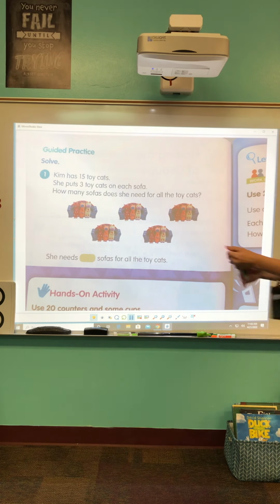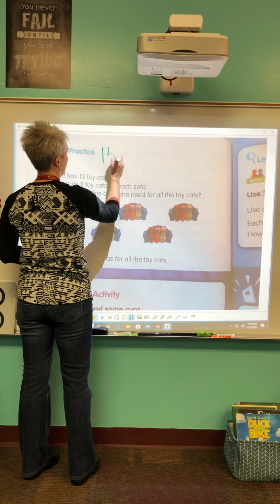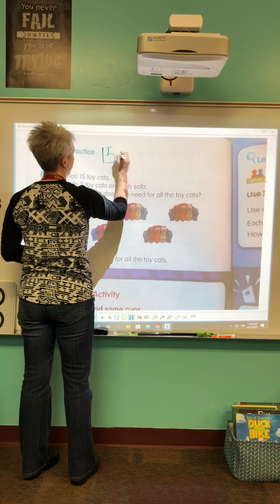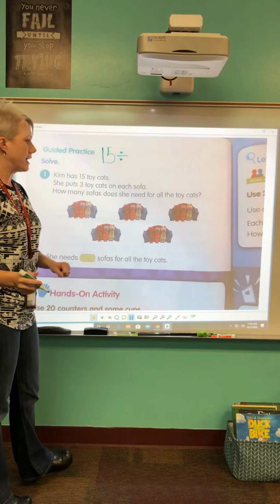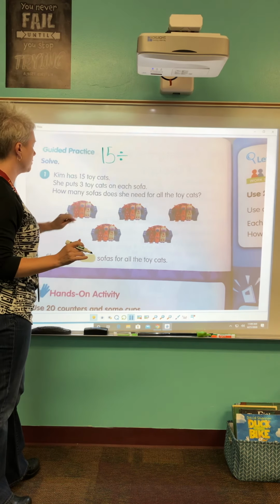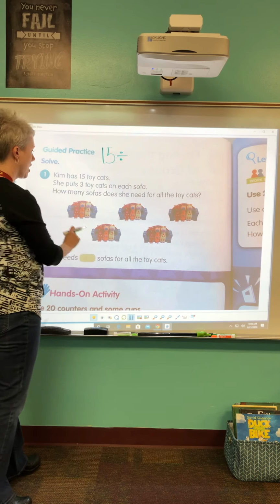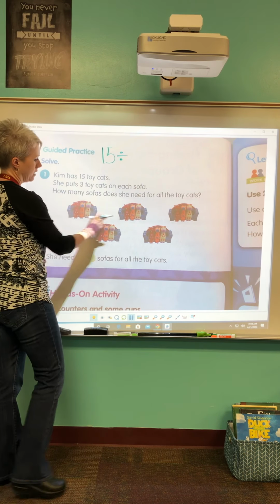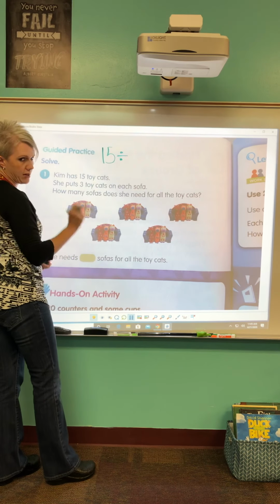All right, Kim has 15 toy cats. That's how many we have all together. That's our whole. Okay? She puts 3 toy cats on each sofa. So she has 15. She's going to put them into groups of 3. How many sofas does she need for all the cats? Well, we see 3 on each sofa. Okay? 15 is how many we should have all together.